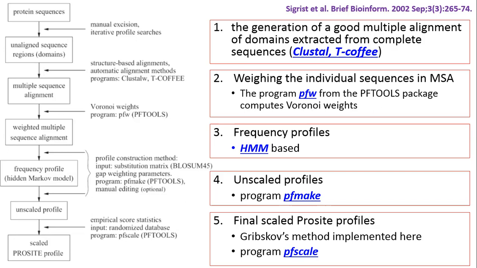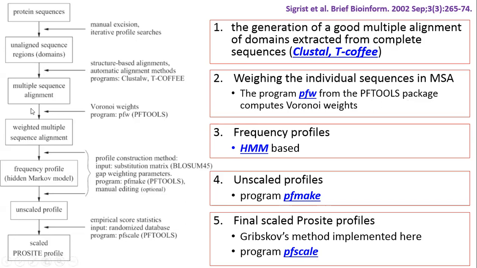For the time being, आपको क्या पता रखना है यहाँ पर, that we are supposed to weigh the individual sequences in the multiple sequence alignment, and we would weigh them by providing something called Voronoi weights. ये Voronoi weights देने वाला प्रोग्राम कौन सा है? It is called PFW, which is an individual component of the PFTOOLS package. So once we have weighed each and every sequence in your multiple sequence alignment, what we get is a weighted multiple sequence alignment with individual Voronoi weights provided for each and every sequence.